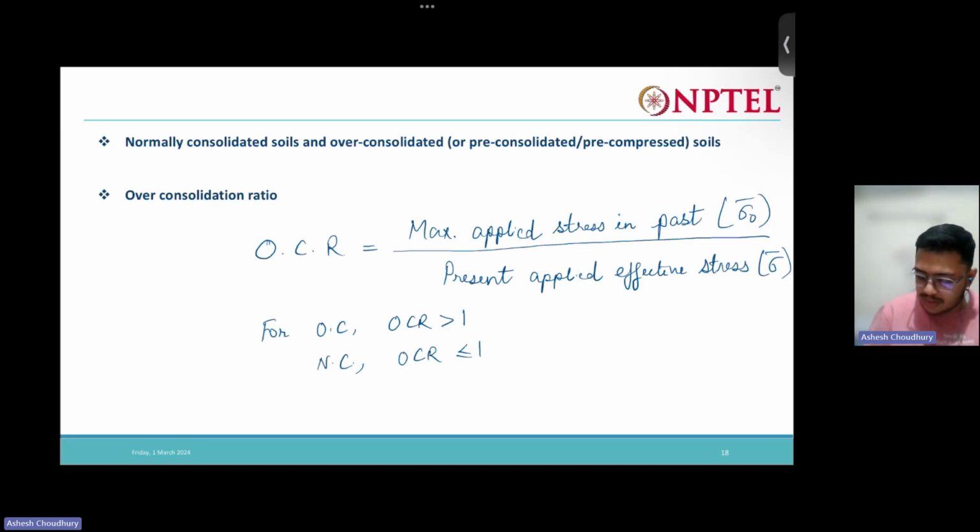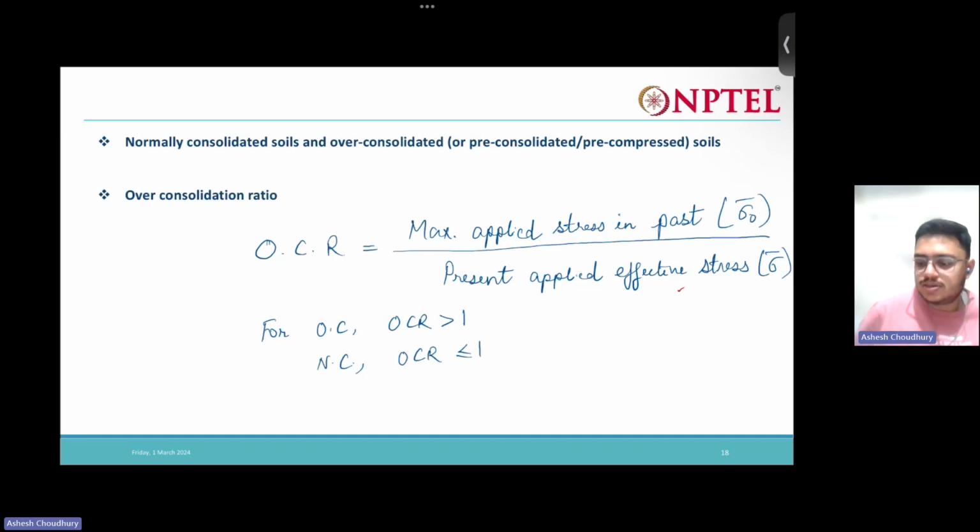So why is it greater than 1, you can see, right? The present applied stress will always be less than the maximum applied stress for over consolidated soil. Now if the present is equal to the maximum, that is normally consolidated, and if the present is more than the previous, then also it's normally consolidated. At that time OCR will be less than 1, much less than 1. It's under consolidated. Okay, so these are just some mathematical concepts. This is also very important to us: over consolidation ratio.